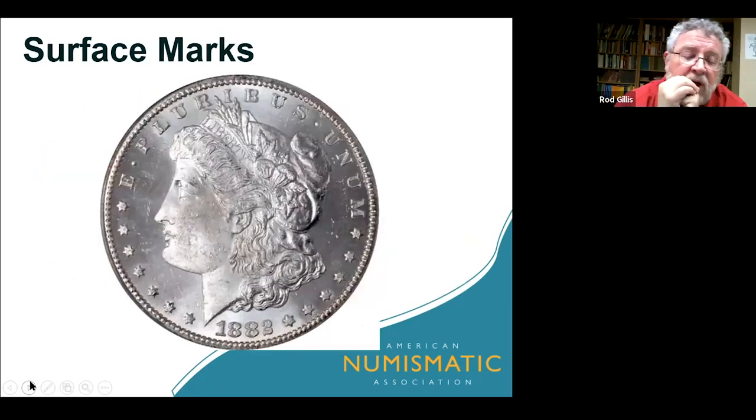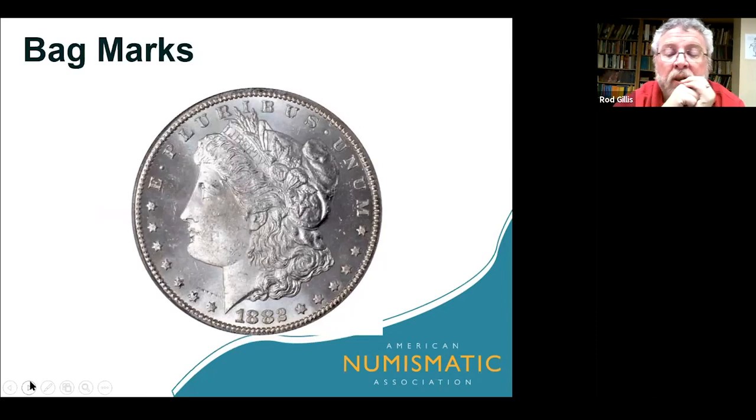All right, let's look at surface marks. So if we look at this Morgan dollar, you can see that there are some marks in the field. On Lady Liberty herself, there are some, but they're very light. And so this is a pretty nice coin because it's virtually almost mark-free. Nice coin. All right, now let's look at this coin again. And you'll notice at the very bottom at 7 o'clock above the two stars, there's a pretty significant mark there.